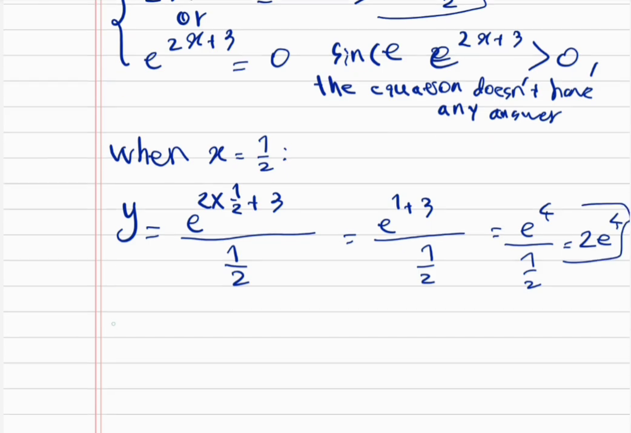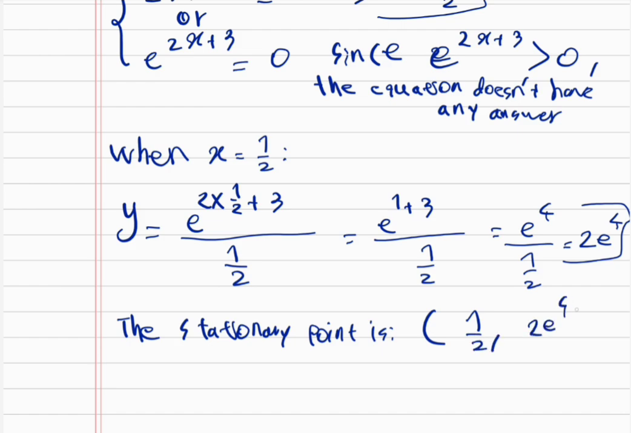And finally, for the stationary point, the coordinates are a half and 2e to the power of 4. Okay, so that's it for this video.